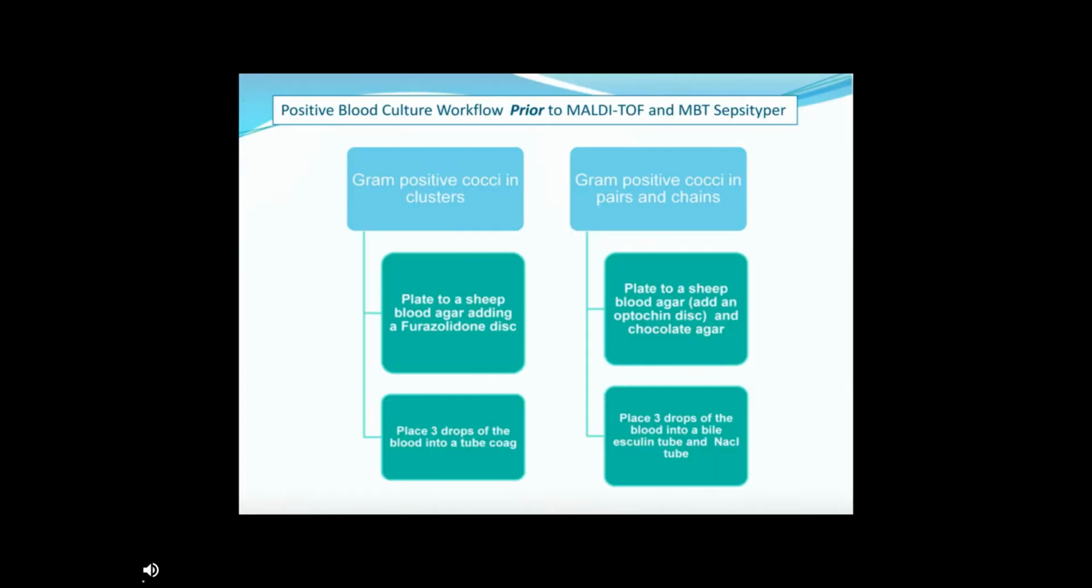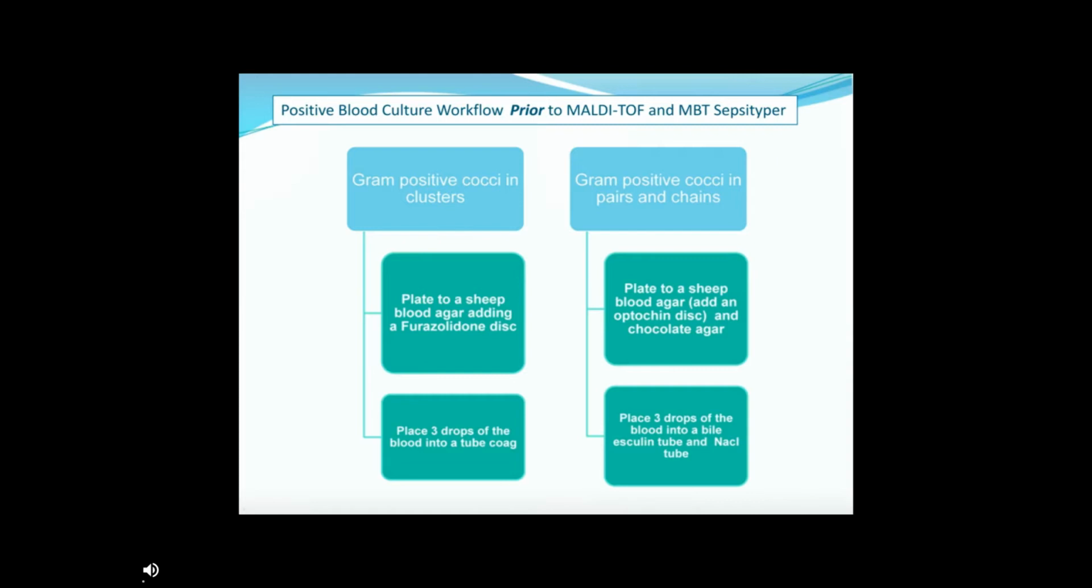So if we performed a gram stain and we saw gram-positive cocci in clusters, we would plate that to a sheep blood agar. We would add the furazolidone disc, and that is to rule out Micrococcus. So we do put that on our gram-positives. Then we would also take 3 drops of the blood and put that into a tube coag, and we're ruling out Staph aureus with that.